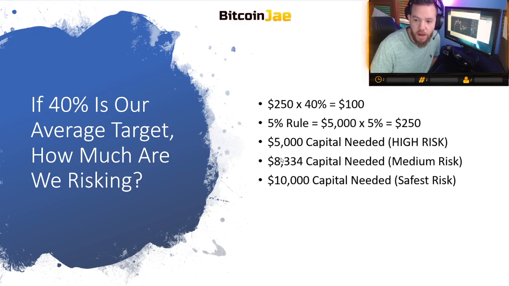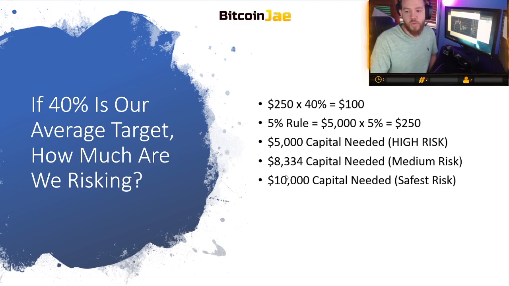Remember that, guys. Now the next safest option is 8,334. That's the capital that will be needed if you're only risking 3%, right? So 3% of this equals 250. 250 times 40% equals $100 on a winning trade.